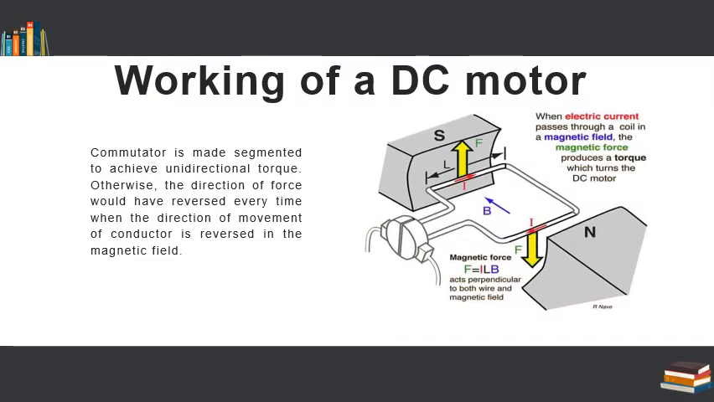The commutator is made segmented to achieve unidirectional torque. Otherwise, the direction of force would be reversed every time the direction of movement of the conductor is reversed in the magnetic field.